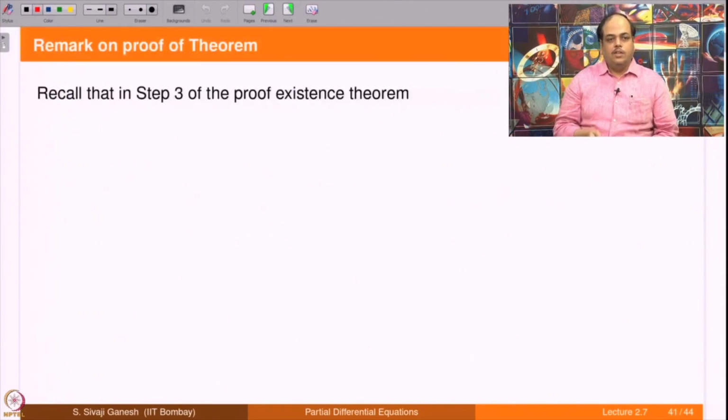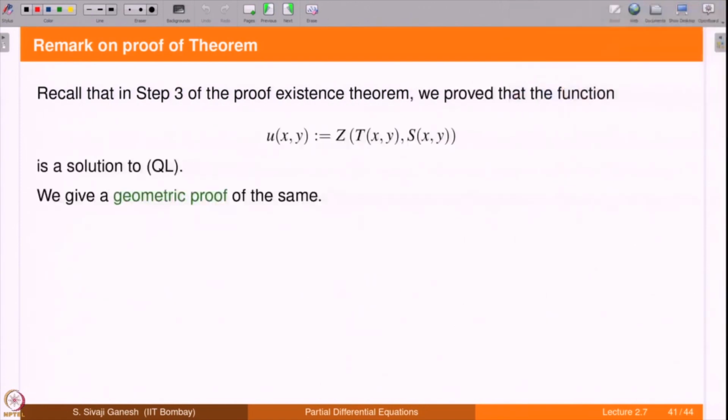Now, quick remark on the proof of the existence and uniqueness theorem. In fact, it is going to be another proof of step 3. Step 3 was very simple, we had to simply compute the derivative and substitute. We see that the candidate solution is indeed a solution. We can give a geometric proof of that.